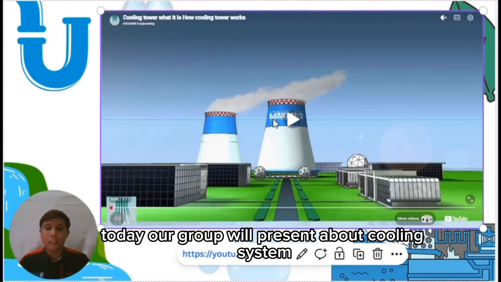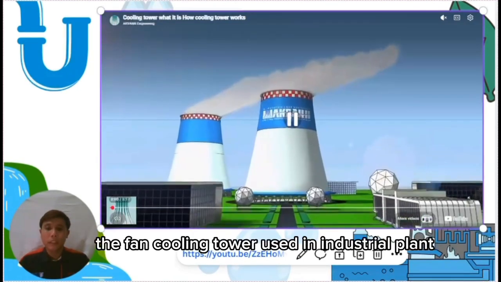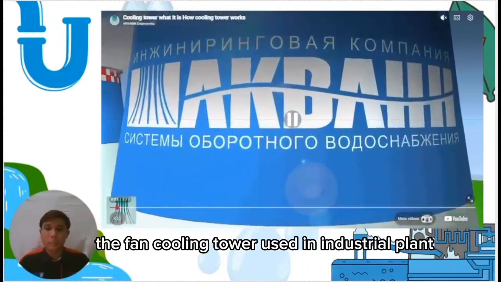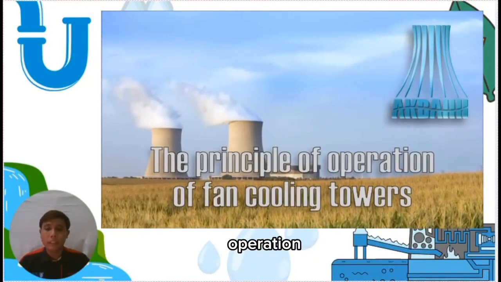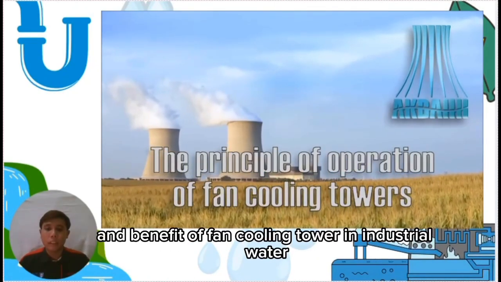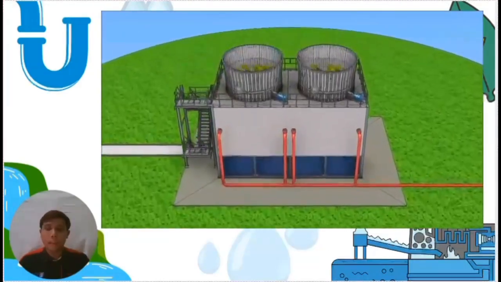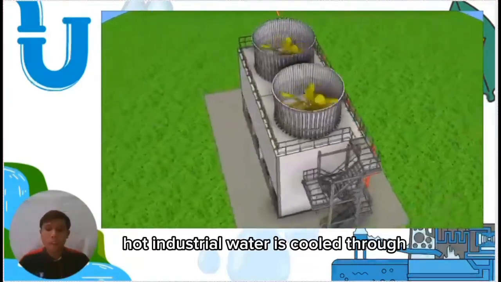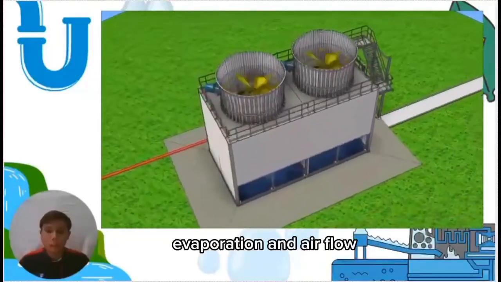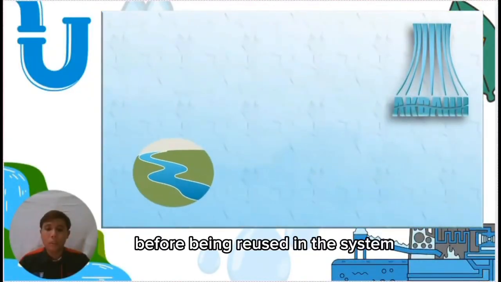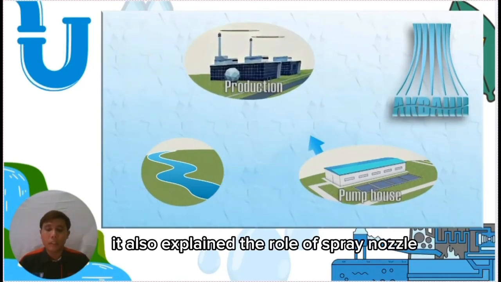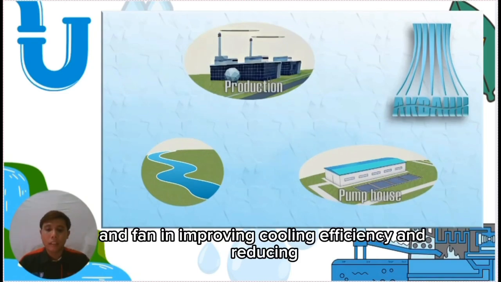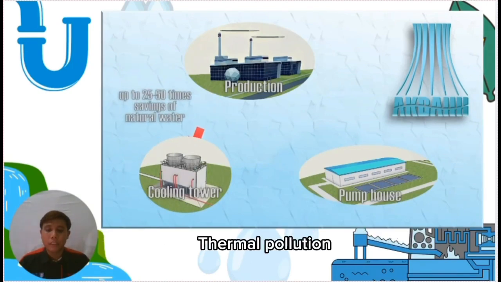Today our group will present about cooling system, specifically the fan cooling tower used in industrial plant and refineries. This video explains the working principle, operation and benefit of fan cooling tower in industrial water recycle system. The video shows how hot industrial water is cooled through evaporation and airflow before being reused in the system. It also explains the role of spray nozzle, fill, and fan in improving cooling efficiency and reducing thermal pollution.